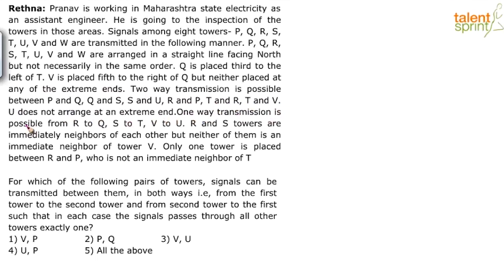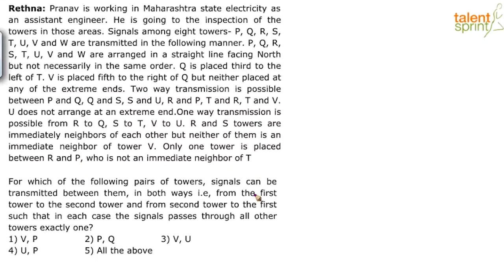One-way transmission is possible from R to Q, S to T, V to U. R and S towers are immediate neighbors of each other, but neither of them is an immediate neighbor of tower V. Only one tower is placed between R and P who is not an immediate neighbor of T.